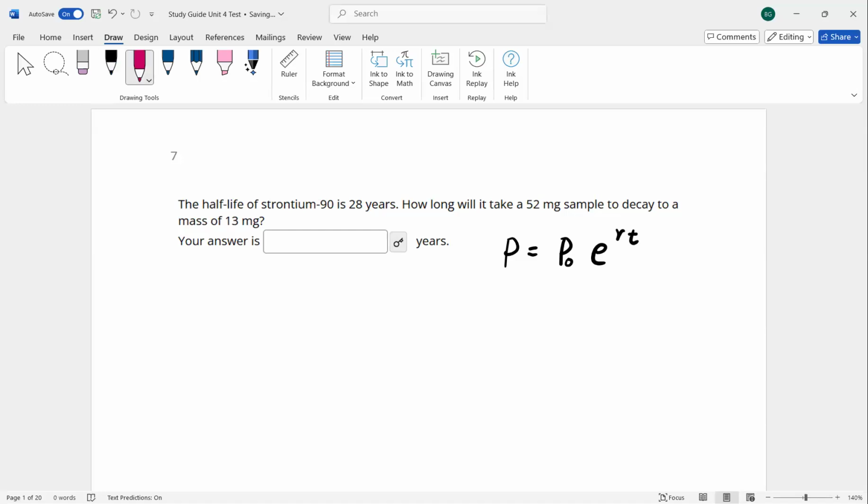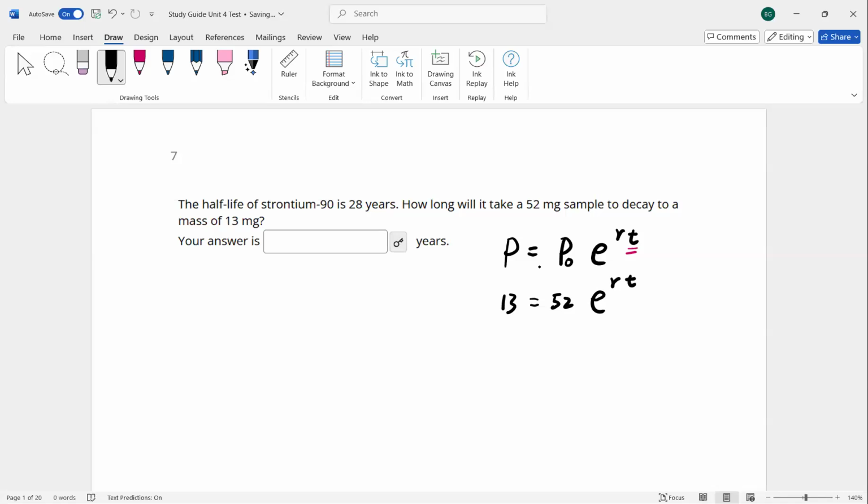We are looking for the time, okay? We are looking for the time such that the substance can decay to a mass of 13, right? After t years, the mass becomes 13 when initially the mass is 52. P sub 0 is the initial mass, right? 52 times e to the power rt.